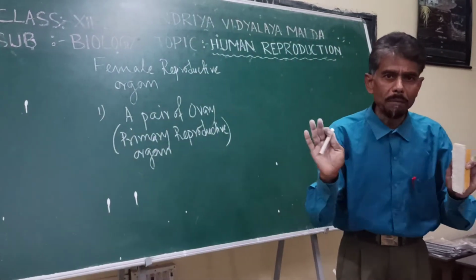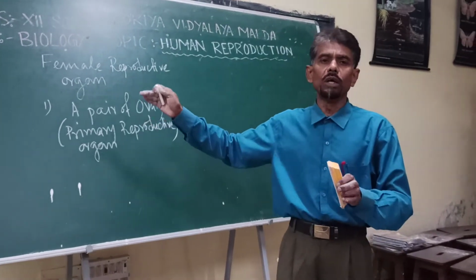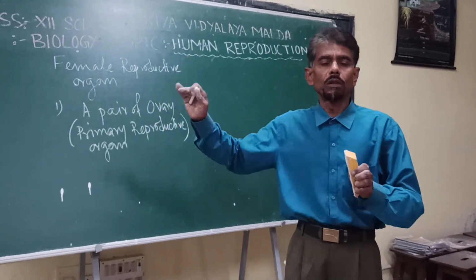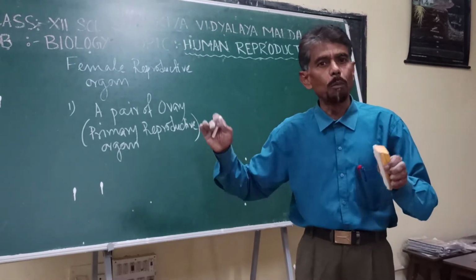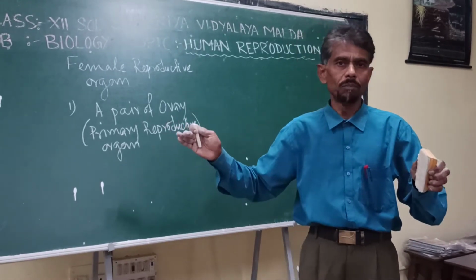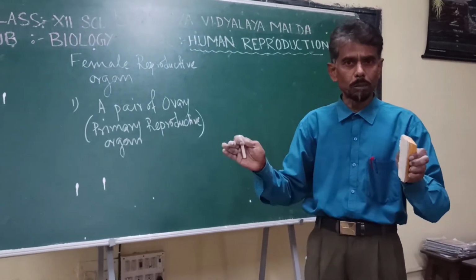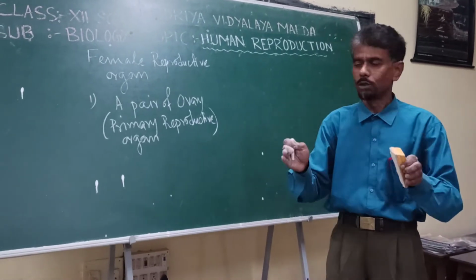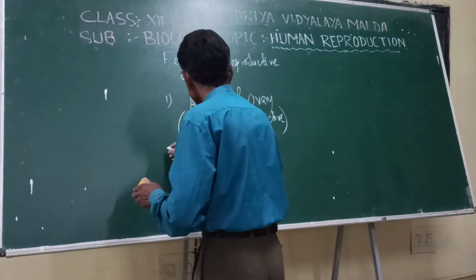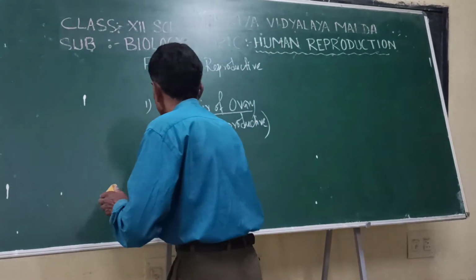Why it is called primary reproductive organ? Because it is the organ which involves for the process of gametogenesis, that is formation of ovule, female gamete. Other parts are helping for the process of reproduction. That is why they are the accessory reproductive parts. What are those? So this is a pair of ovary, two in number.